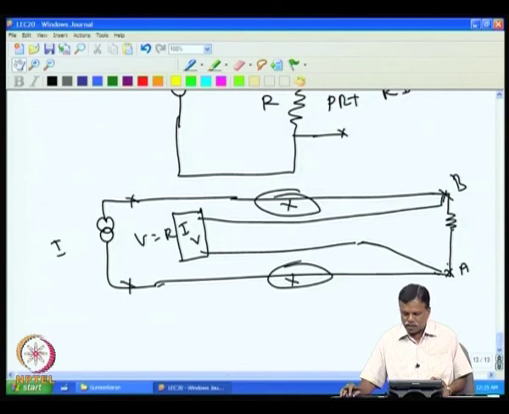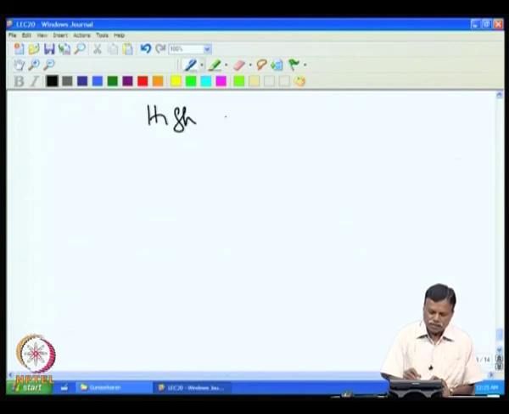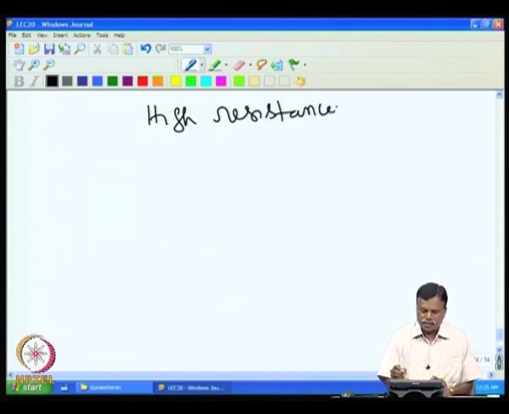For example, if we use a constant current source, so high resistance measurement, megohm or 10 megohm or 100 megohm resistance, high resistance measurement.